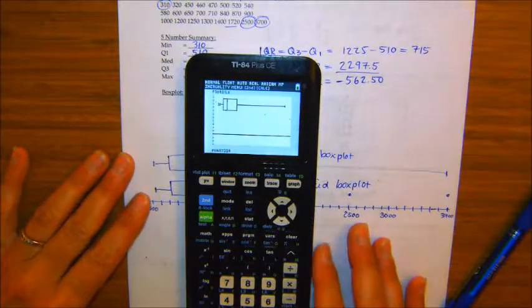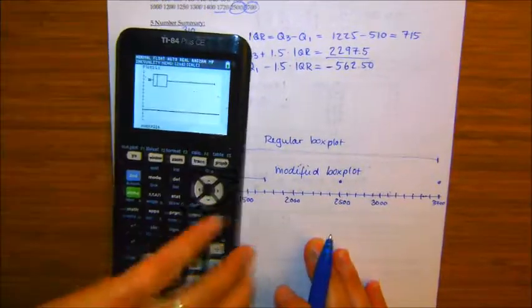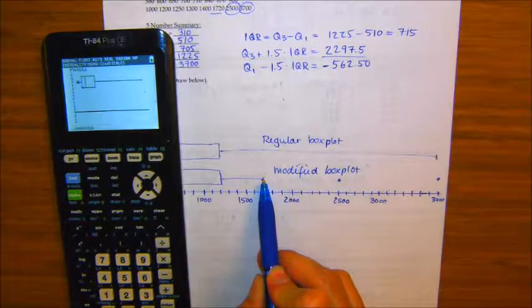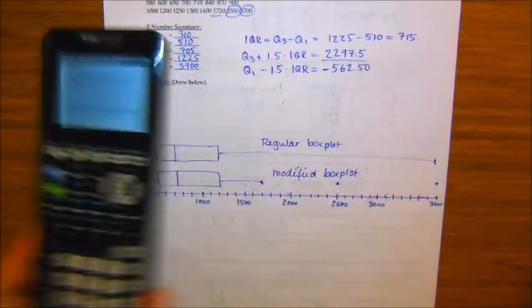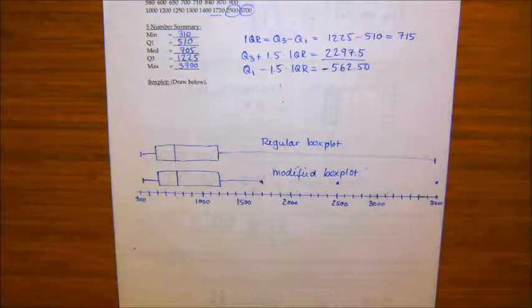So the only difference is the outliers on the modified box plots are marked as asterisks, and you have to make sure you end the whisker at the largest value that's not an outlier. All right. I hope this explains all the missing questions, and I will see you in class.